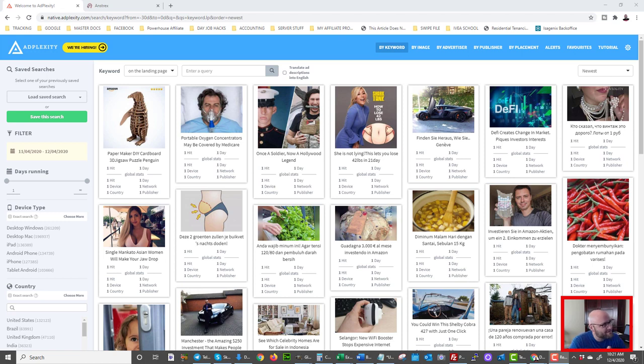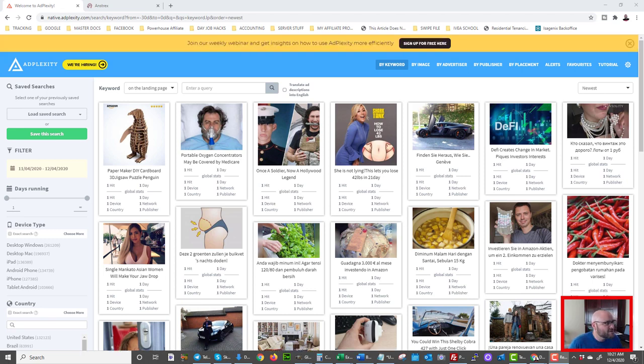This is Adplexity versus Anstrex, two spy tools that show you ads on native ad platforms or push ad platforms and other places around the internet, okay? So today we're gonna try and find a winning diet campaign because we are approaching the best time of year for diet, but of course diet works all year round.